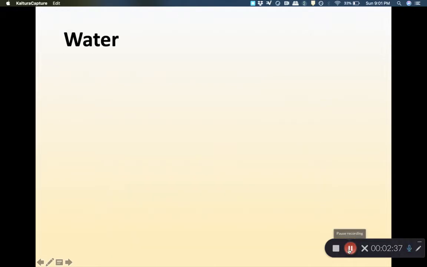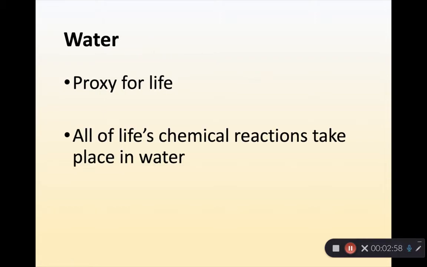environments. So, the second structural thing we want to address with the cell is to think not just about the cell and cell structure, but actually where cells reside and how they maintain their structure. Ultimately, we have to talk about water. Water has been a proxy for life on Earth. All of life's chemical reactions take place in water. So when we're talking about the habitat of a cell, we're talking ultimately about water.